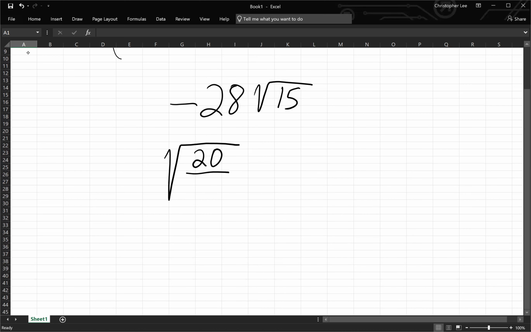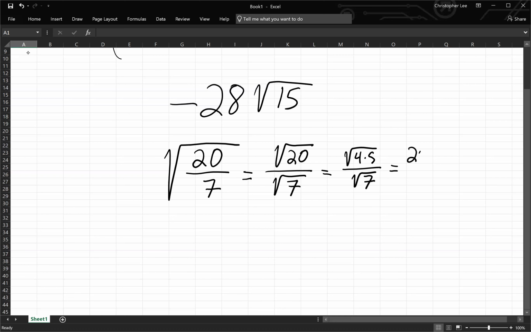So look, you got square root of 20 over 7, right? Remember that you could write the square root individually over each of them. But before we get too deep into this, simplify square root of 20. What's that become? 4 times 5, and the square root of 4 is 2, so this is 2 square root 5 over square root 7.